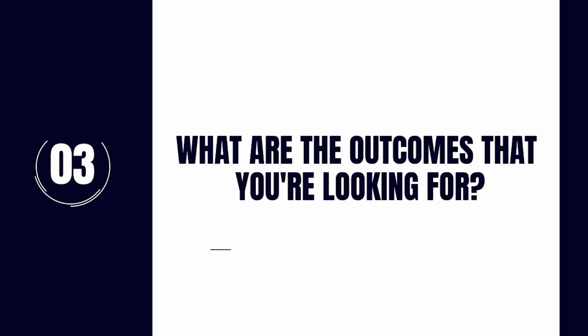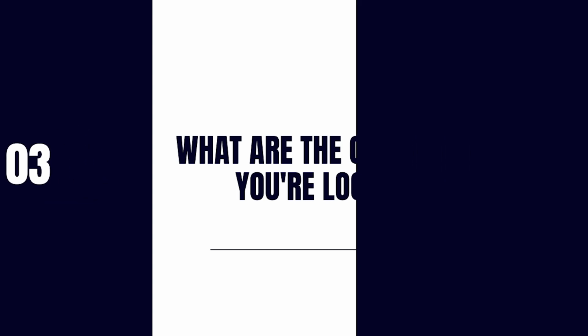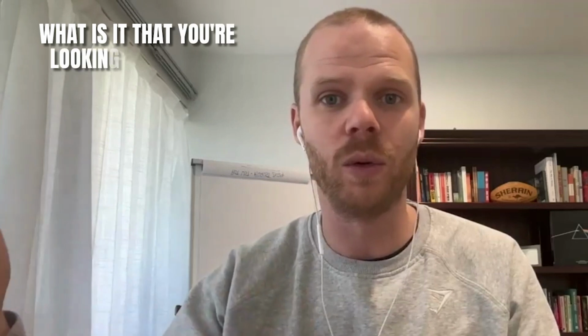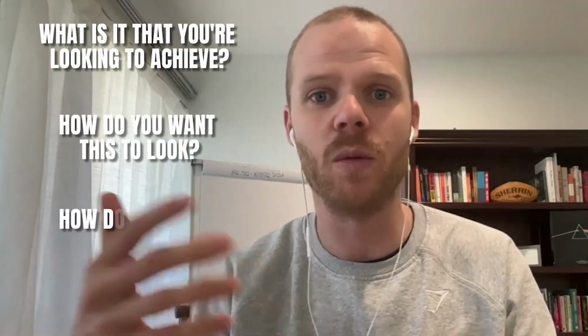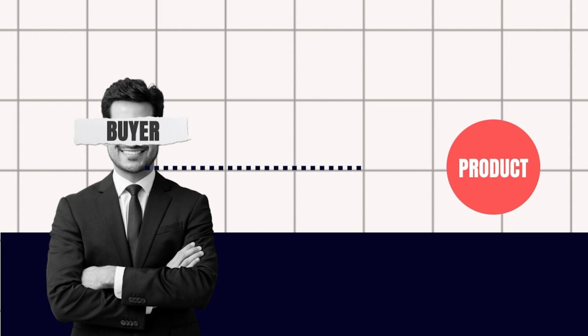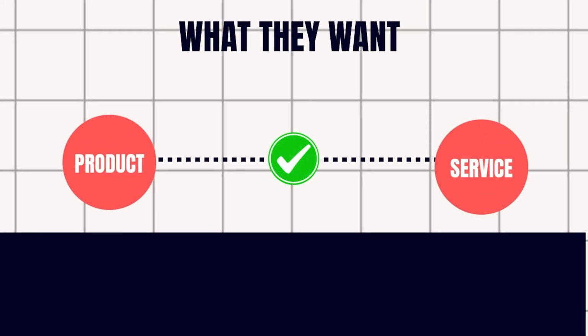Third question that we're going to ask is, what are the outcomes that you're looking for? And when we think about outcomes, that's a really simple, straightforward question. What is it that you're looking to achieve? How do you want this to look? How do you want this to be? But what we need to realize here is that our buyer is never buying our product because they want our product. The outcome they want isn't to own our product or service. What they want is what the product or service can give them. They want the outcome of what that product or service is.